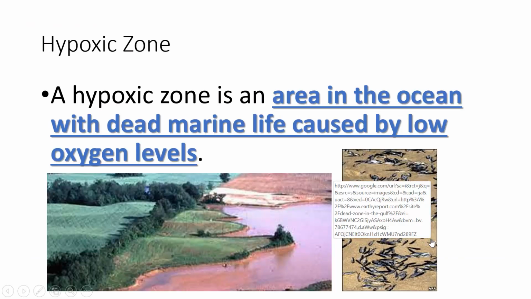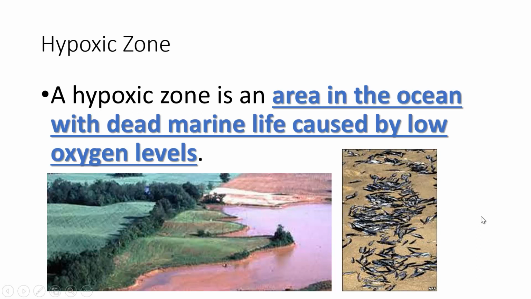So a hypoxic zone is an area in the ocean with dead marine life caused by low oxygen levels. You see that there are very few fish and very few examples of plant and animal wildlife. You can see in the picture that this body of water is a much different color than what we would usually expect water to be, and that's because it's a hypoxic zone. It's an area where many plants and animals can't grow and can't live because the oxygen level is too low to survive. We're going to talk about how those hypoxic zones are created.